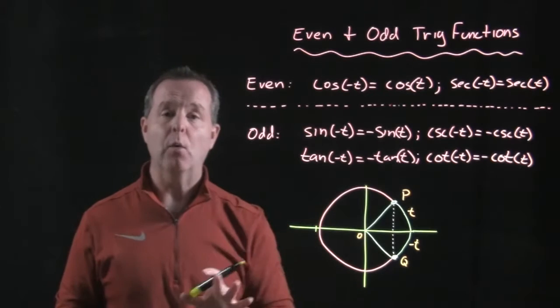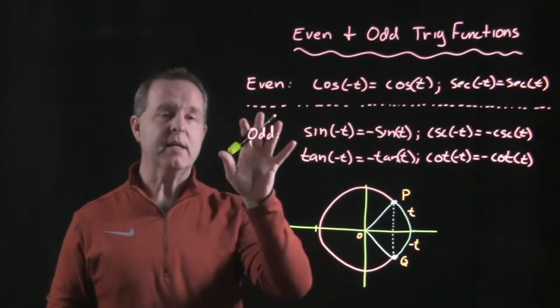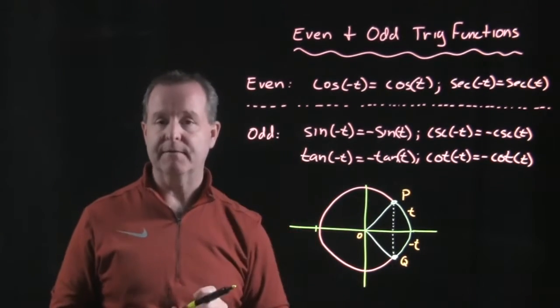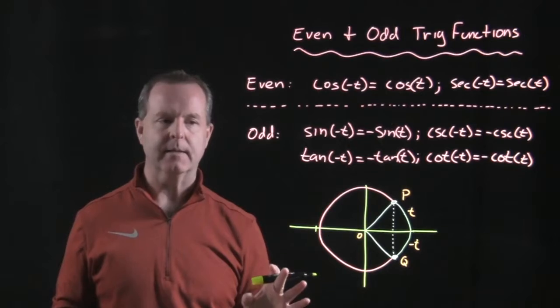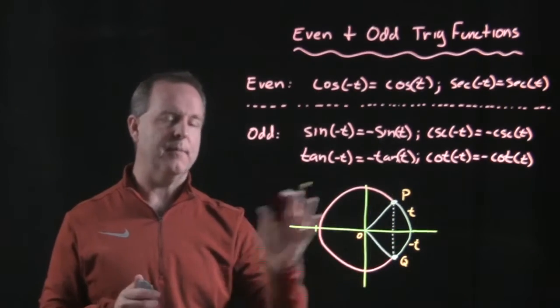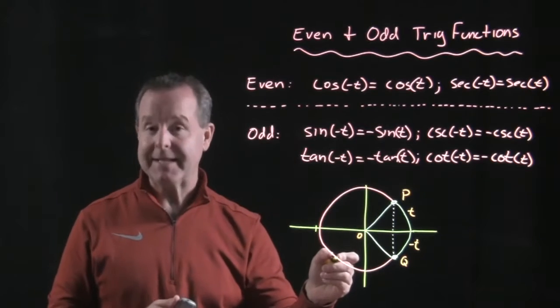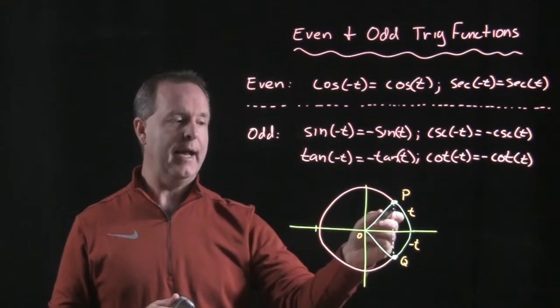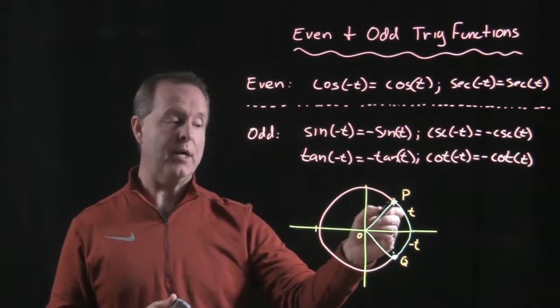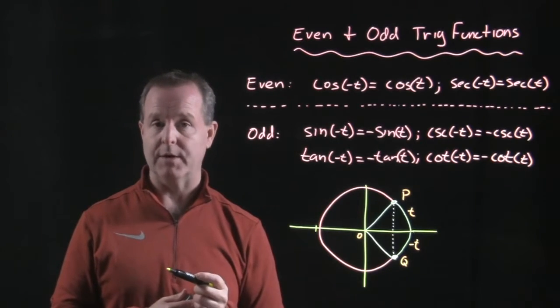So by example, I want to introduce to you an idea of even and odd trig functions and what those mean. So let's just look at an example of something I've drawn here right now. Notice that I have my best attempt at a unit circle, and I have some point P in the first quadrant and some Q in the fourth quadrant.